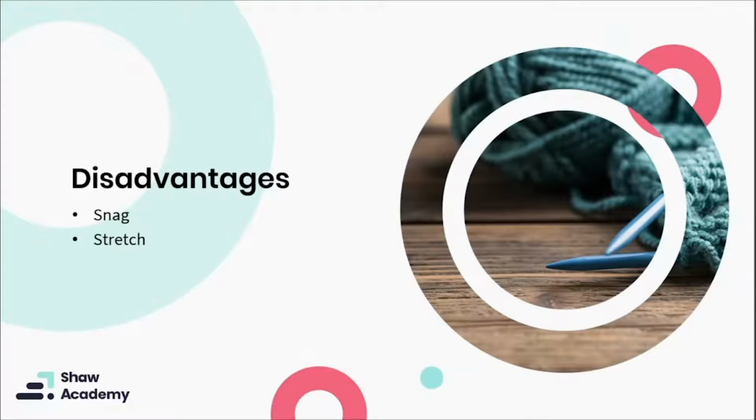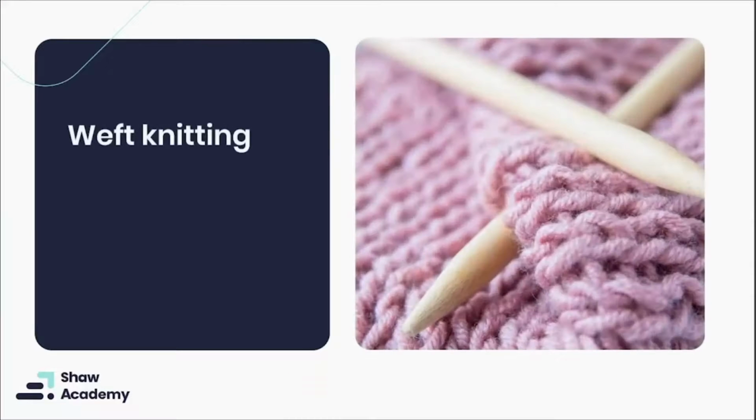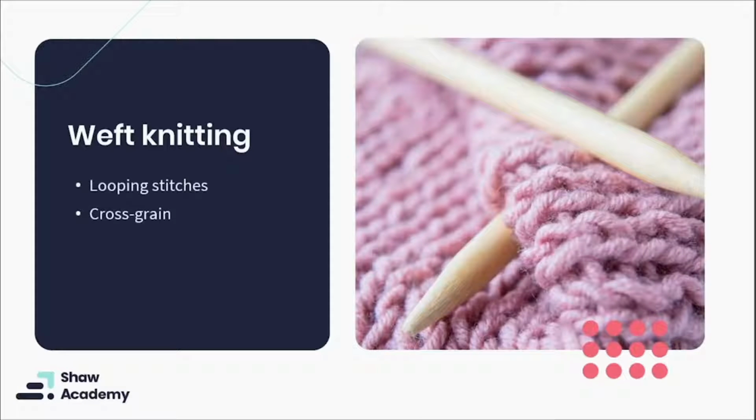There are 2 methods of producing knits, and these are weft knitting and warp knitting. Let's start with weft knitting. This is created by looping stitches in the cross-grain direction across the fabric. The arrangement of stitches will determine the name and the properties of the fabric. There are two different types of weft knitted fabric, single knit and double knit.